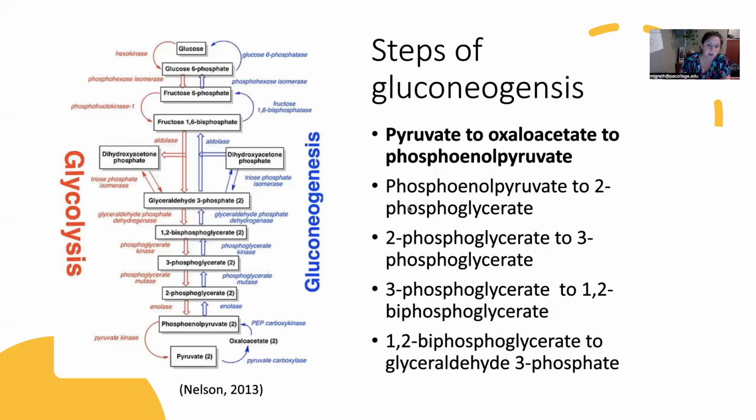All right, so then the next step of gluconeogenesis, we have the phosphoenolpyruvate being converted to 2-phosphoglycerate by enolase, 2-phosphoglycerate to 3-phosphoglycerate by phosphoglycerate mutase, 3-phosphoglycerate to 1,3-bisphosphoglycerate by phosphoglycerate kinase, and 1,3-bisphosphoglycerate to glyceraldehyde 3-phosphate by glyceraldehyde phosphate dehydrogenase. Now, these are all just the reverse of glycolysis. Nothing is different from these reactions.